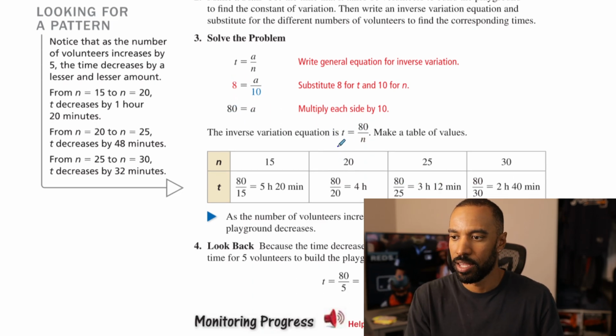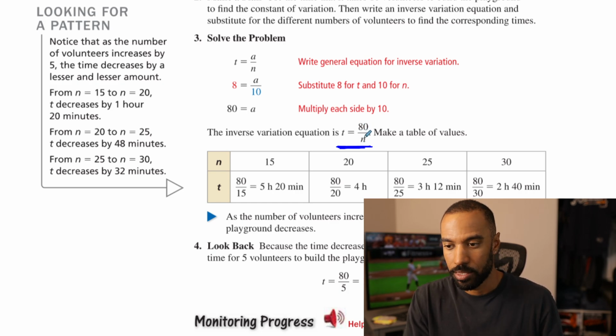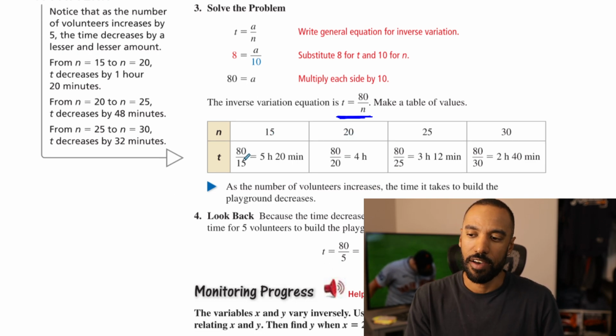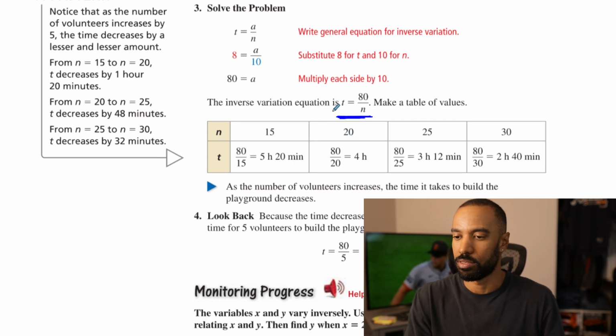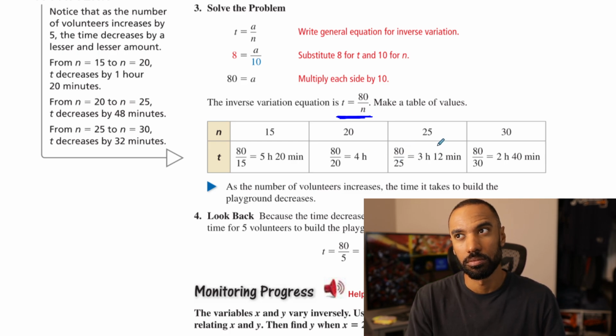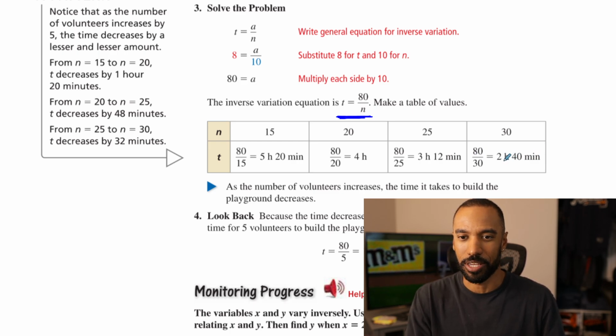So this ends up being our equation that we use so we can find out how long it would take in each setup for a certain number of volunteers. 80 divided by n number of volunteers is how long it's going to take. So 80 divided by 15 is, I guess this is represented in hours for t, 5.3 repeating. 5 hours, 20 minutes. 80 over 20 is 4. 80 over 25 is 3.2. And 80 over 30 is 2.6 repeating, but you get 2 hours, 40 minutes.